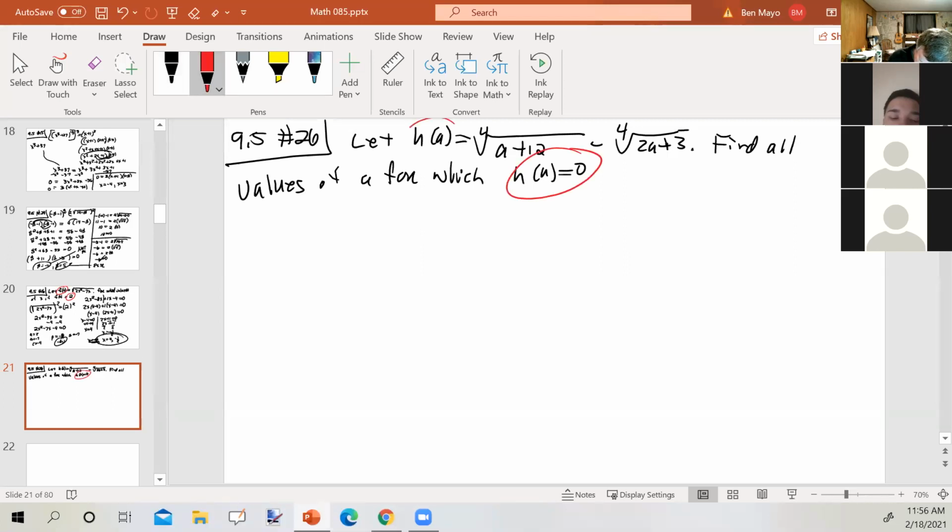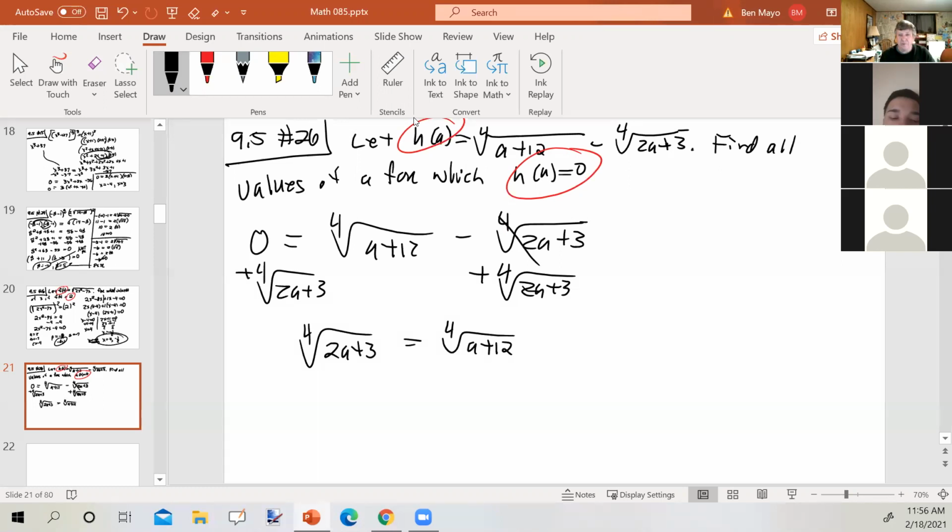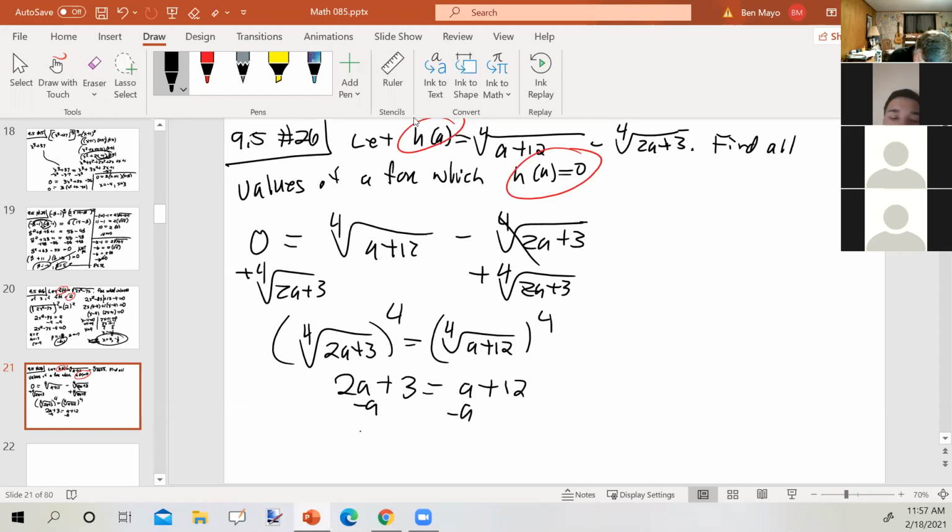So once again, we're going to put 0 in the place of h of a. So our equation becomes 0 equals the 4th root of a plus 12 minus the 4th root of 2a plus 3. I'm going to add this term to both sides. So now our equation is the 4th root of 2a plus 3 equals the 4th root of a plus 12. I'm going to raise both sides to the 4th power. 2a plus 3 equals a plus 12. I'm going to subtract a from both sides. A plus 3 equals 12. Subtract 3 from both sides, a equals 9.